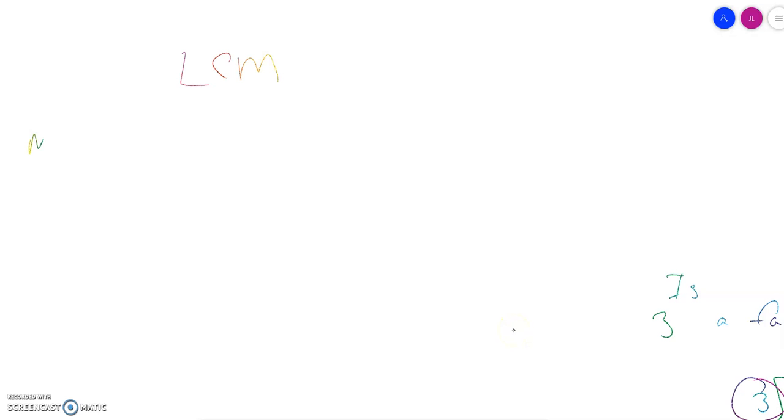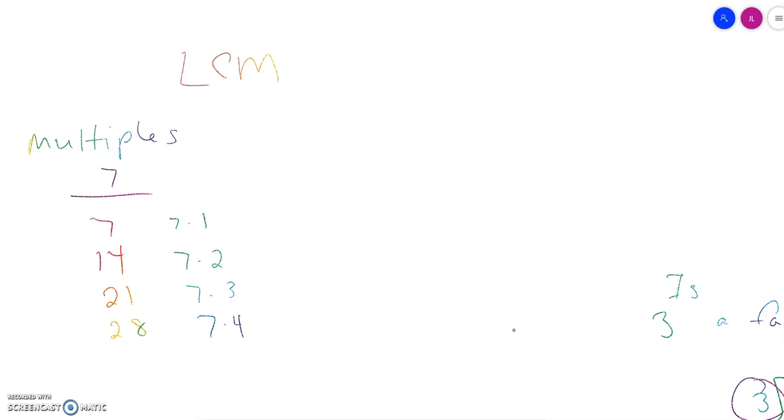So first off, a multiple, we think multiply. So multiples of 7 would be 7, 14, 21, 28. So again, to get that, we just did 7 times 1, 7 times 2, 7 times 3, 7 times 4 to get that. The least common multiple is when you count by 2 numbers, when will they meet?